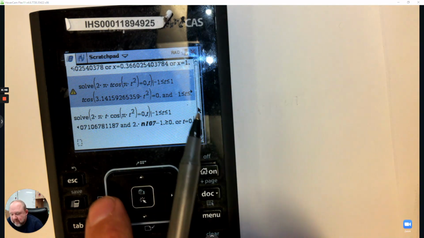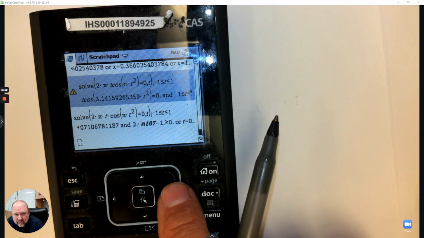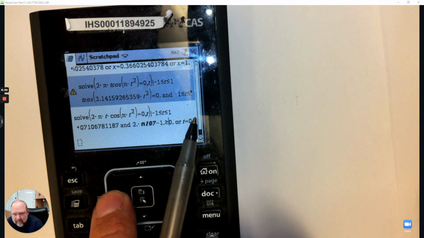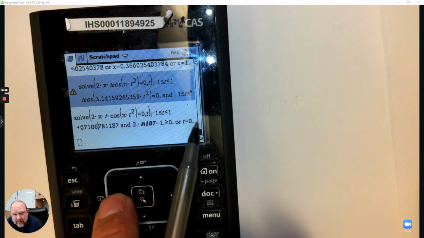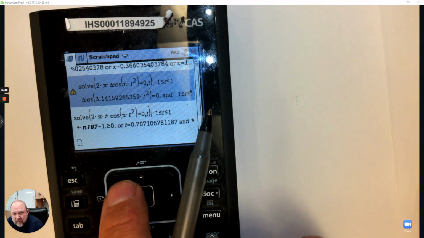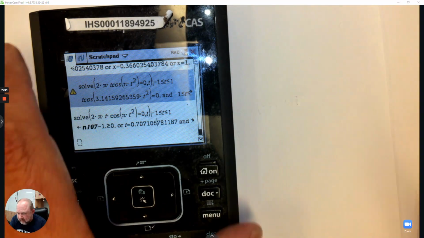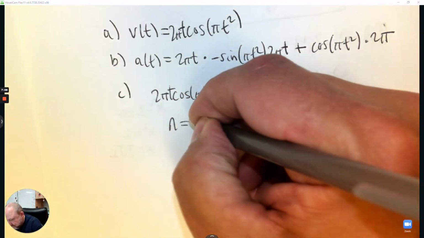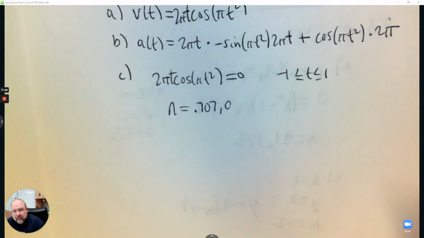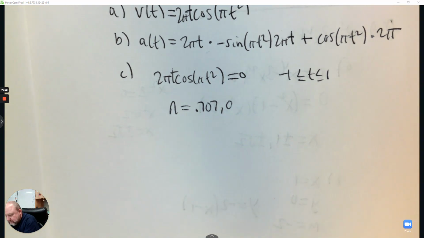Okay, so 0.707 is a good answer, and 0. I'm not sure about that middle part, I don't like it at all, so I'm ignoring it. So 0 is an answer, and 0.707 is what I was looking for. Those are the two answers I'm looking for.